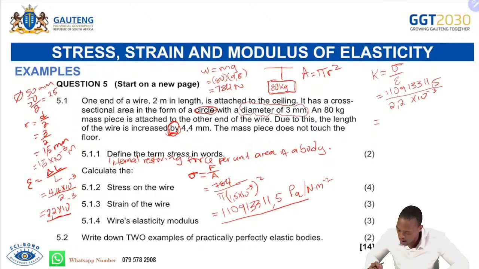0.91331.5 over 2.2 times 10 to the power of a negative 3. I get my answer as 5.04 times 10 to the power of 10.